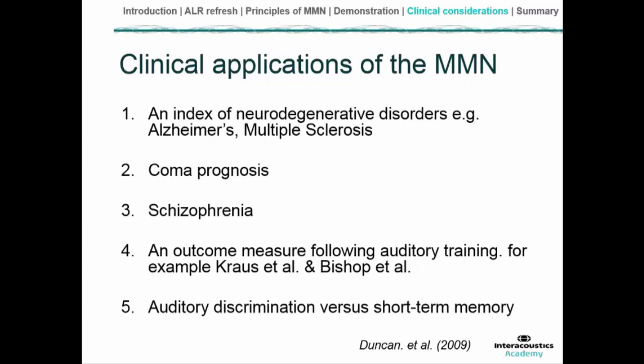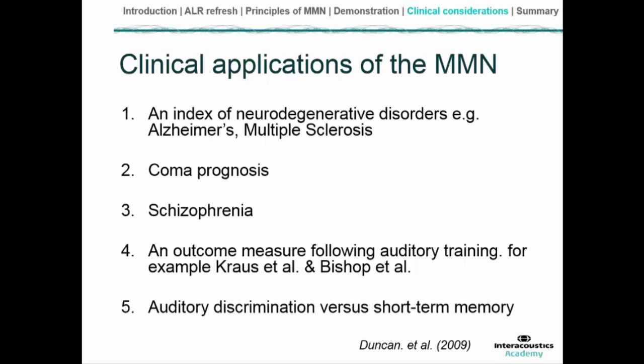There's been a lot of work from people such as Kraus and Bishop and others into using the MMN as an outcome measure for auditory training. So what I'm referring to here is individuals with dyslexia or other processing disorders whose discrimination abilities might be impaired. Of course, the MMN might be used to assess those individuals, but it also might be used as a way to track the progress following a training program or a rehab program.